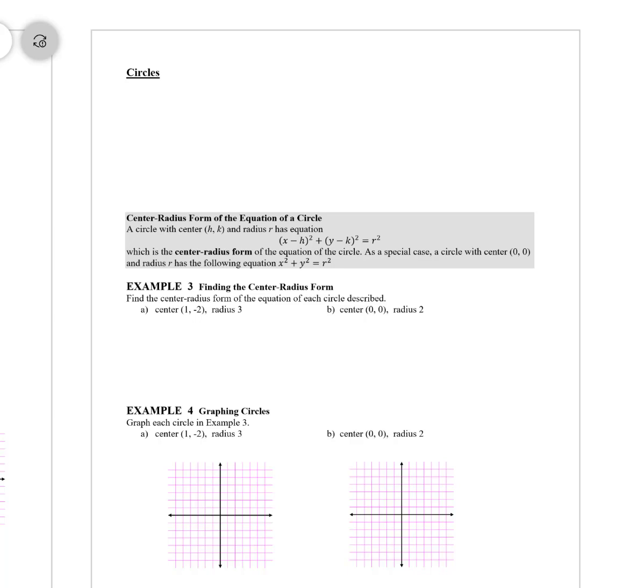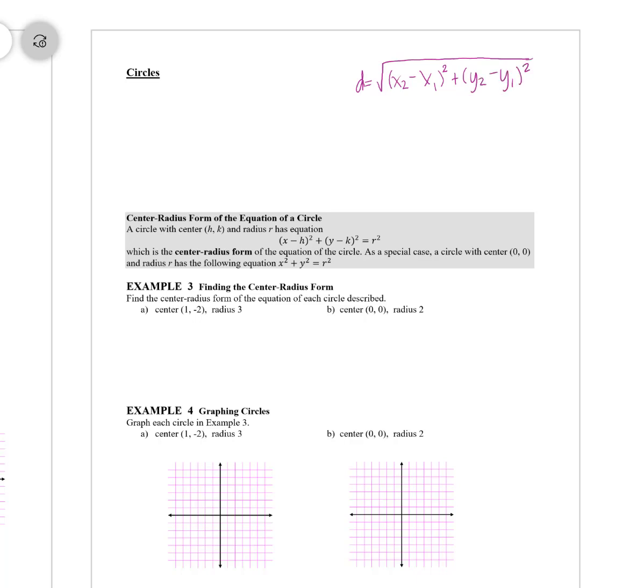This is Appendix B, page 2, and it's on circles. Do you remember the distance formula? The distance formula is d is equal to the square root of the quantity x sub 2 minus x sub 1, squared, plus the quantity y sub 2 minus y sub 1, squared.